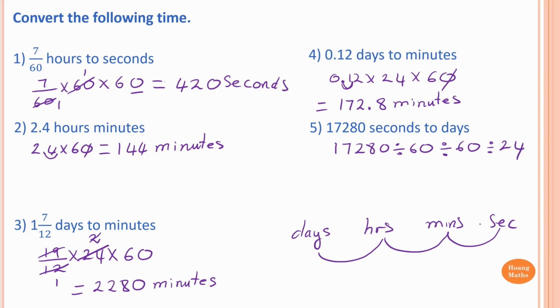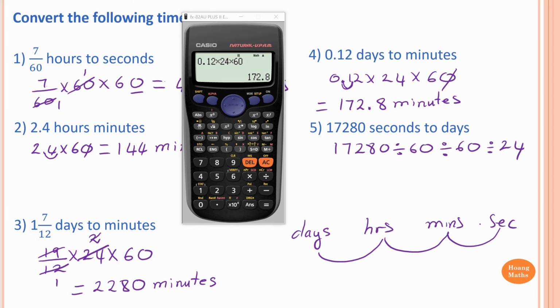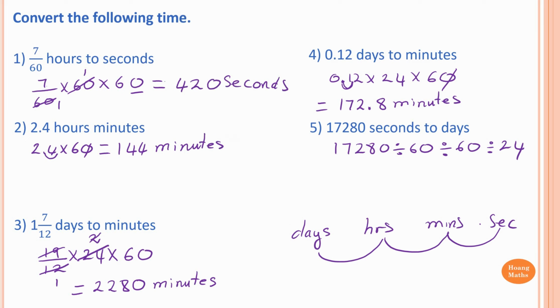There you go. Now I just put this in the calculator. So 17280 divided by 60, divided by 60, and then divided by 24. So the answer is 0.2 days. Or you can write it as a fraction, shift SD, so 1/5 of a day. Or 0.2, doesn't matter which way you like. So I just write 1/5 of a day, or you can write 0.2 days. Doesn't matter.